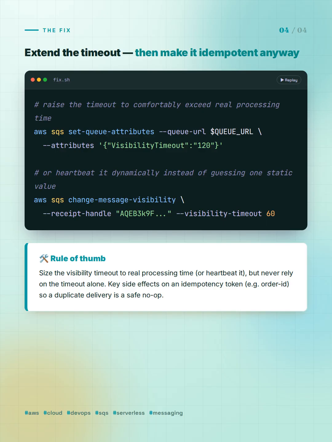But the most important part of the fix is to make the handler itself idempotent regardless, for example keying the payment call on the order ID, so that a second delivery of the same message is a safe no-op. Standard queues stay at least once delivery even with a perfectly tuned timeout, so the timeout alone is a mitigation, not a guarantee.